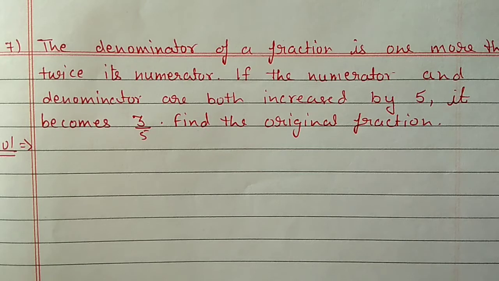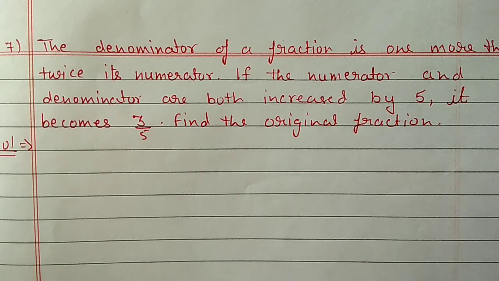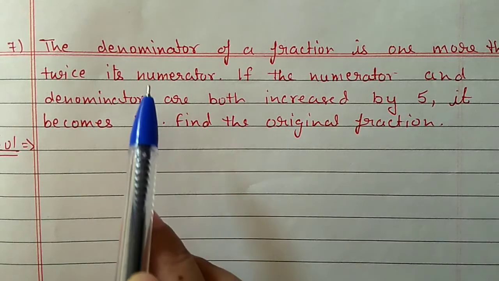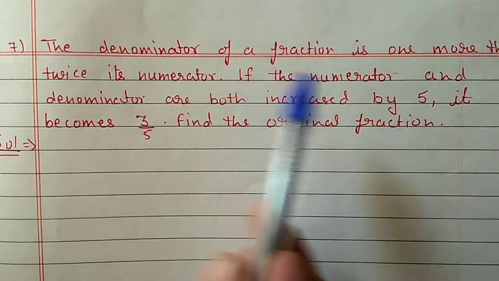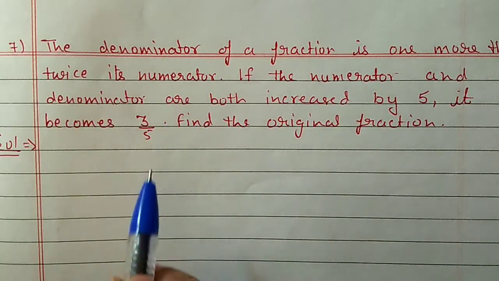Next question number 7. The denominator of a fraction is 1 more than twice its numerator. If the numerator and denominator are increased by 5, it becomes 3 by 5. Find the original fraction. So here first a relation is given between numerator and denominator. Denominator is 1 more than twice of numerator.